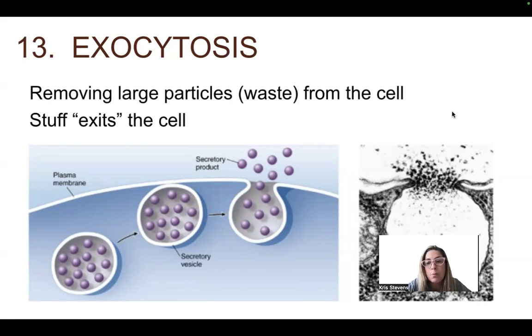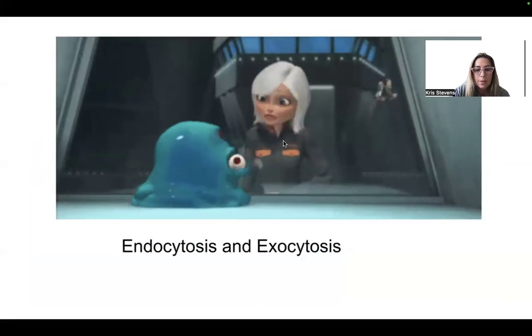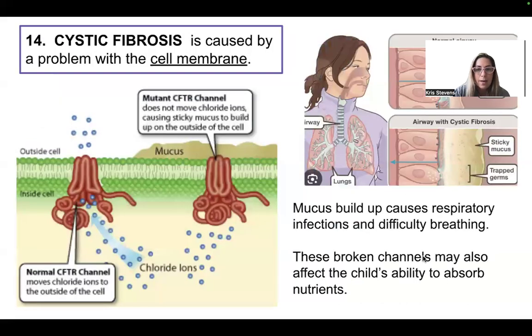Exocytosis is the process of removing waste from the cells. So if you notice here, you have a vesicle. These vesicles broke off that Golgi body. Okay, it's moving on out, and maybe this is a waste product, and then it gets rid of it. So removing waste from the cell. Endo means inside, exo means outside. And you can kind of look at that.